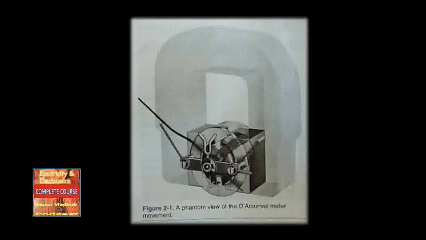Review questions for section 2.1. Another name for the stationary magnet moving coil meter is the D'Arsonval movement. Explain how a moving coil operates. Again, a moving coil of thin wire which has the needle attached to it.